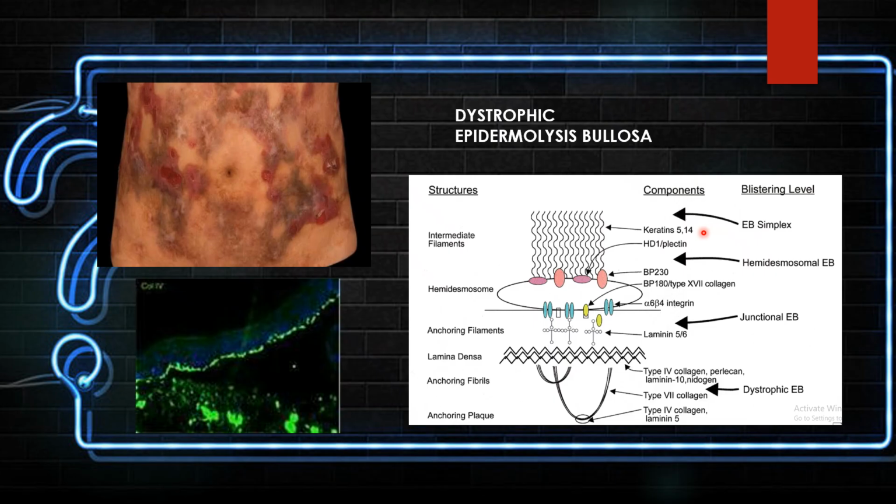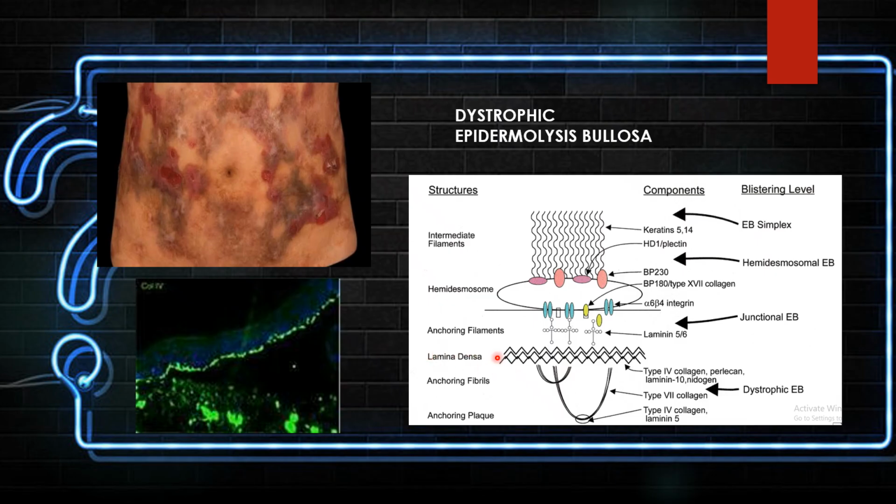In simplex, keratin 5 and 14 are affected. Then there is junctional, where laminin is affected, and in dystrophica, where type 7 collagen is affected, and you can see where the type 4 collagen lies. Type 4 collagen lies in the lamina densa portion.